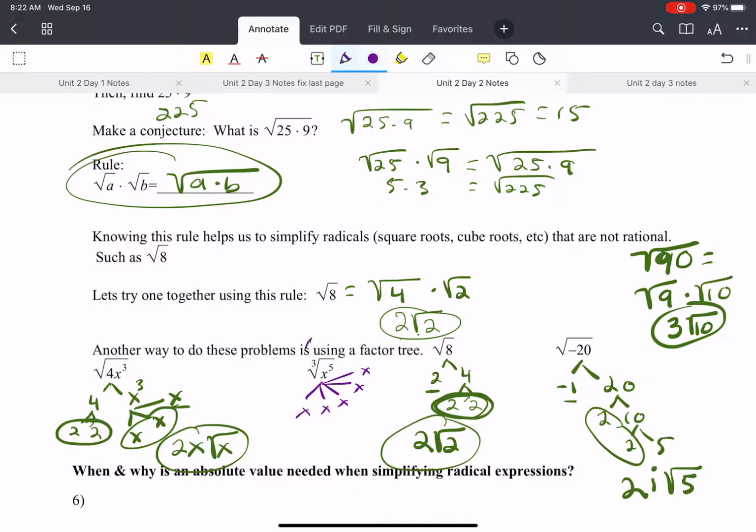And because it's a cube root, I'm looking for triples to pull out. X on the outside and x squared on the inside. You got it. x times the cube root of x squared. Because if it was a square root, then I could still simplify, right? Because I'd have two x's in there.